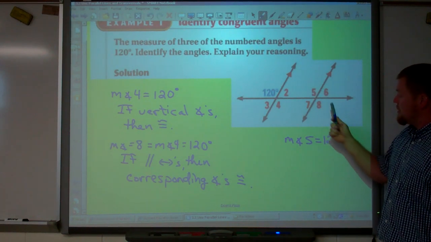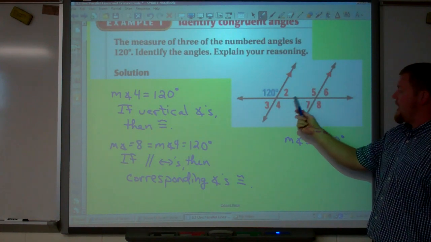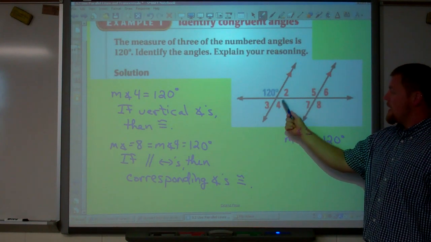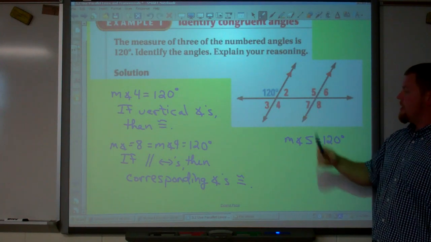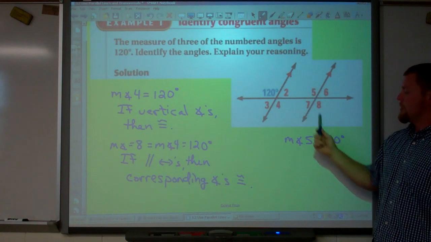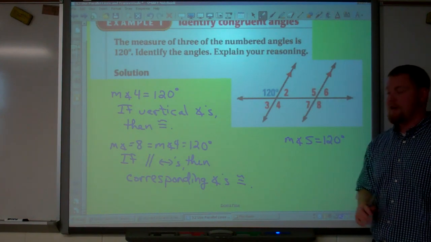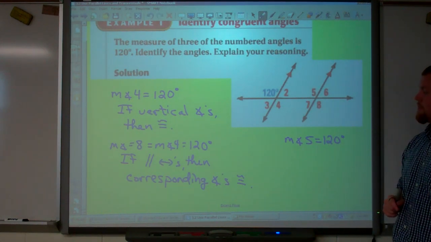You have a couple different options with angle 5. And actually, you have a third option. Angles 4 and 5 are alternate interior angles, and if you have parallel lines, alternate interior angles are congruent. So that would also be 120 degrees in that manner. So there's actually 3 ways to prove that angle 5 is 120 degrees.